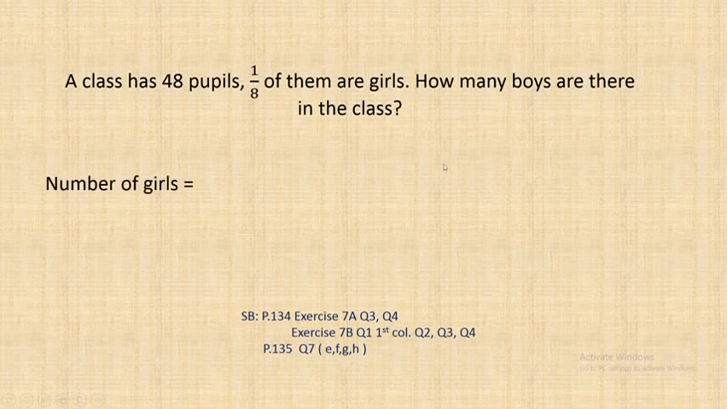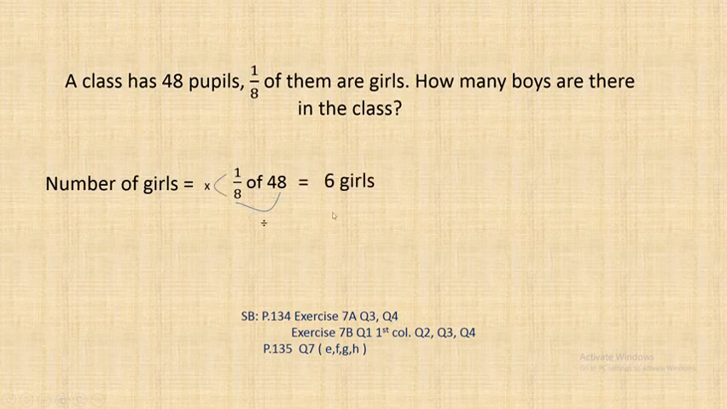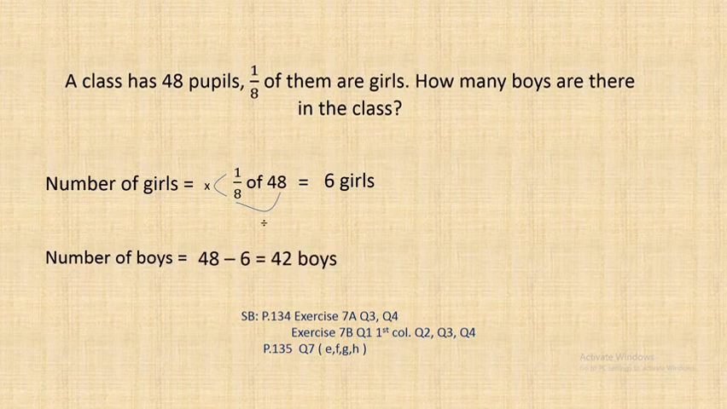So first I get the number of girls by the ordinary thing that we were doing. I will take 1/8 of 48. So 48 divided by 8 is going to be equal to 6, and 6 times 1 equals 6 girls in the class. So what about the number of boys? Don't forget, the number of boys is very simple and very easy. 48 minus 6 is going to be equal to 42 boys.